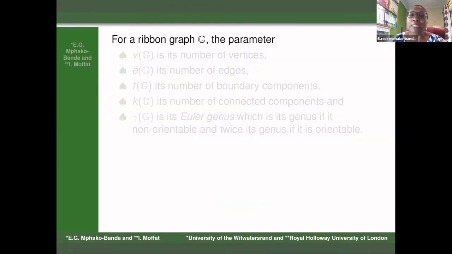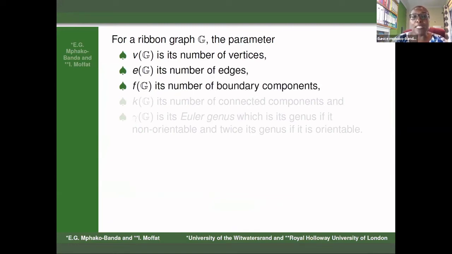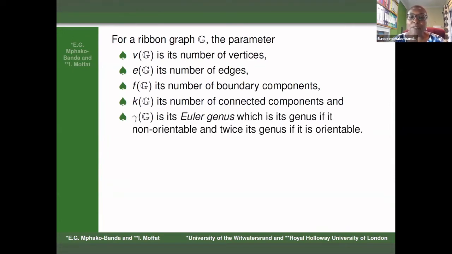So I will just record the concepts which Prof. Moffat introduced. When we have a ribbon graph, we have a few parameters. V(G) will denote the number of vertices of a graph G, and we're talking about a ribbon graph here. E(G), the number of edges. F(G), the number of boundary components of our ribbon graph. K(G), the number of connected components. And gamma of G, which is the Euler genus.